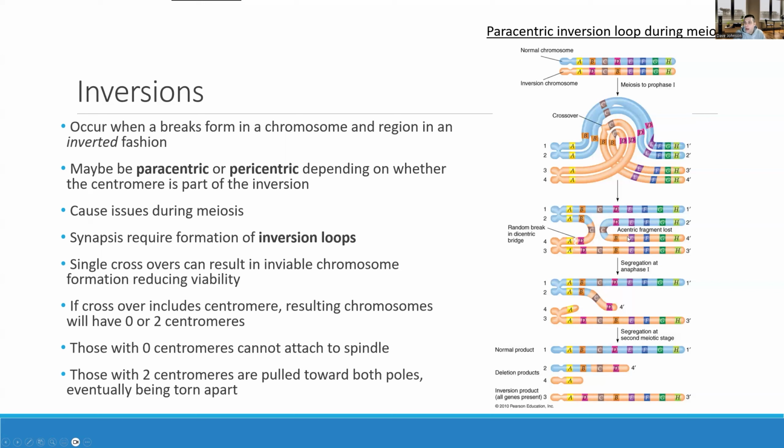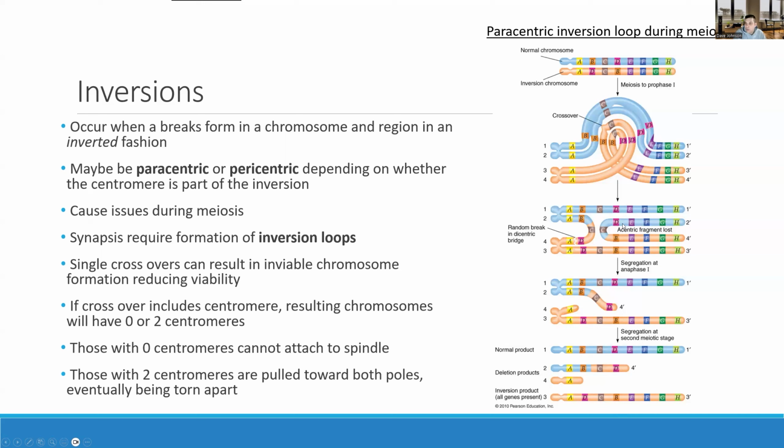The problem with this is that when they go to separate, when they segregate during anaphase 1, you're going to end up with a normal product and an inversion product. And in both of these cases, all genes are present. So, barring some other issue with where that particular inversion happened, this one's certainly compatible with life. Remember, these are 4 different sperm or 4 different eggs. This is fine. This is probably fine too, for the most part, because you've got all the genetic information.